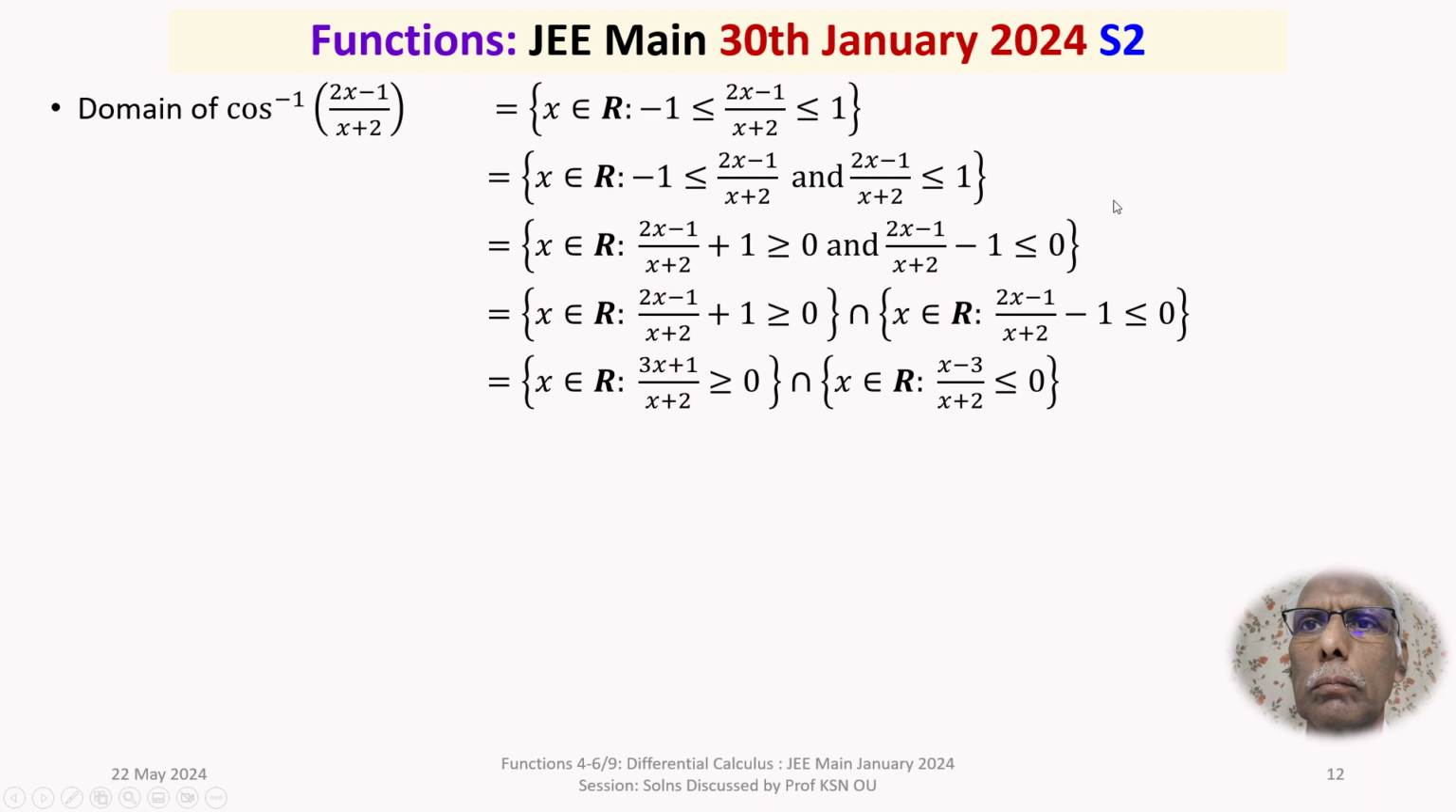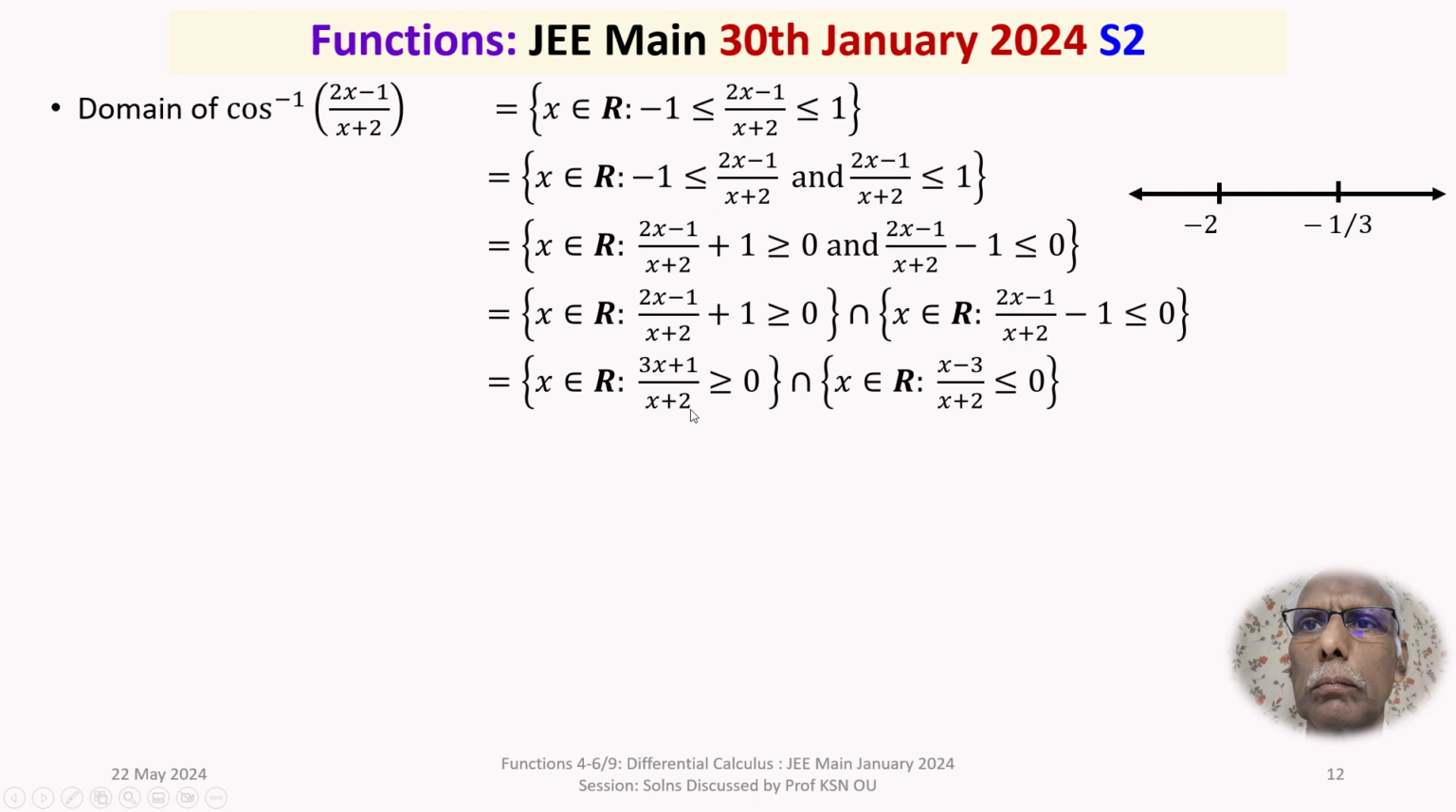So this is the real number line. We will come first minus 2 and then minus 1 by 3. Suppose you take x to the right of minus 1 by 3. That means x greater than minus 1 by 3. Then (3x plus 1) by 1 is greater than 0.